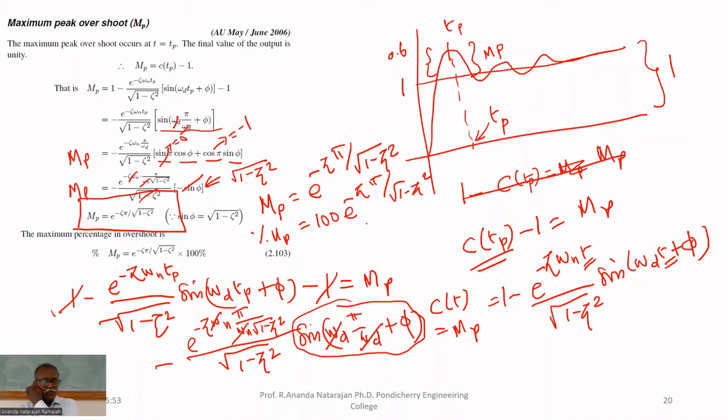That's all. So Mp equals e power minus zeta pi upon square root of 1 minus zeta square, or percentage Mp equals 100 times e power minus zeta pi upon square root of 1 minus zeta square.